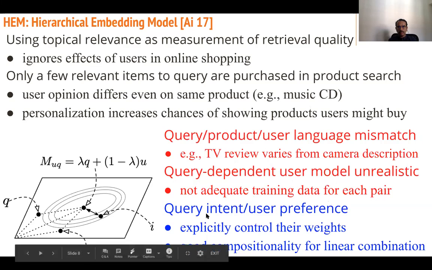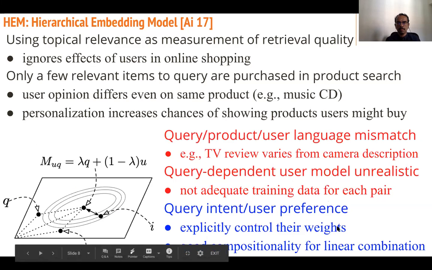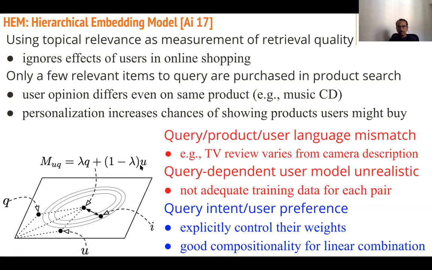What is being proposed is query intent or user preference. You can explicitly control their weights, and there is good compositionality for linear combination. So the weights are like lambda, and query intent is q, user preference is u. So that's how this model is formulated.